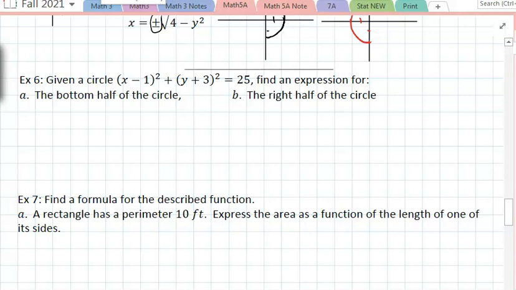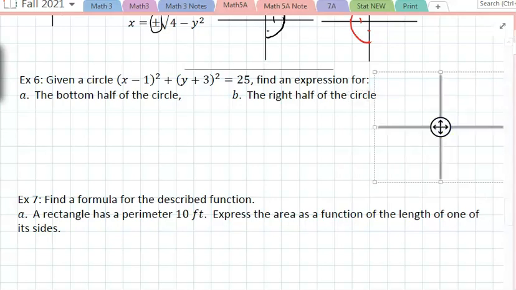Okay, continuing on. So now when they say given a circle, well, we know what this circle looks like. Again, something to get familiar with. I'm sure you've seen circles, but maybe you've seen it this way, maybe you didn't. This is a circle centered at 1, -3, with a radius of 5.